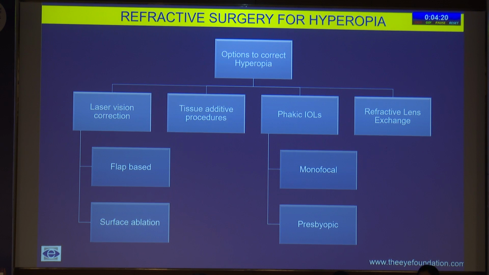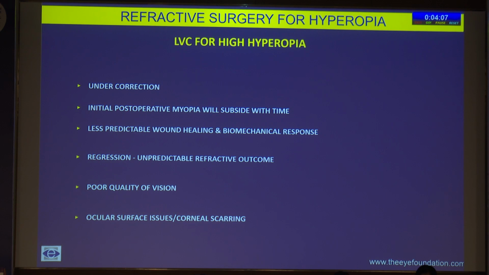So what are the various options available? We have laser vision correction, which would be the flap-based and the surface ablation procedures. And we have the tissue additive procedures. We have the phakic intraocular lenses, be it monofocal or presbyopic lenses. And finally, we have the refractive lens exchange.